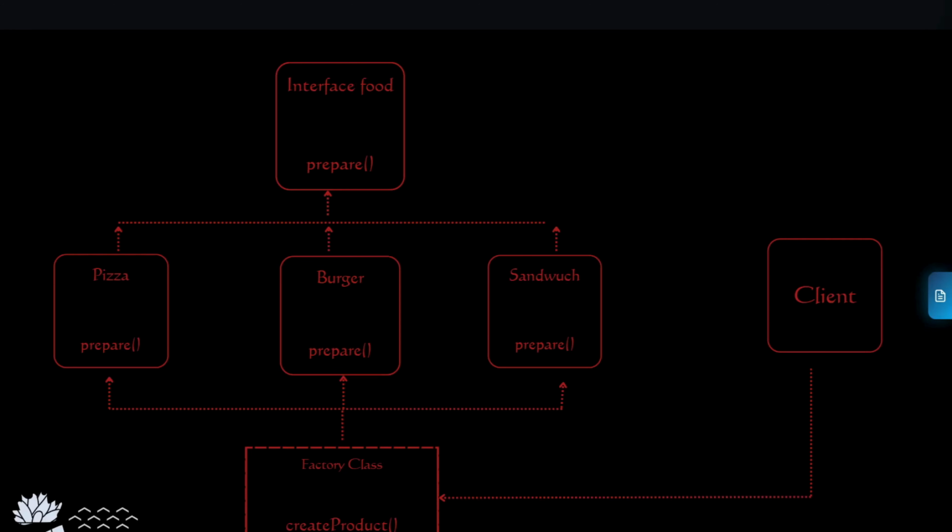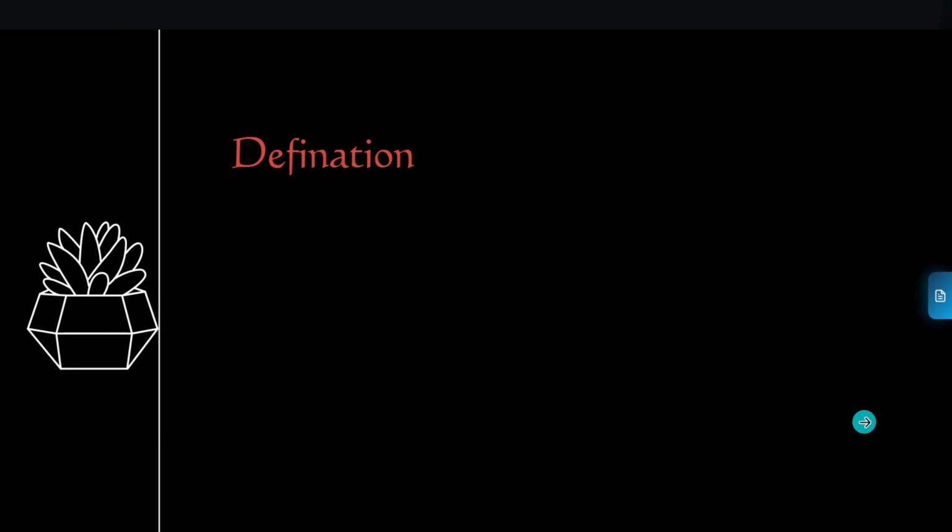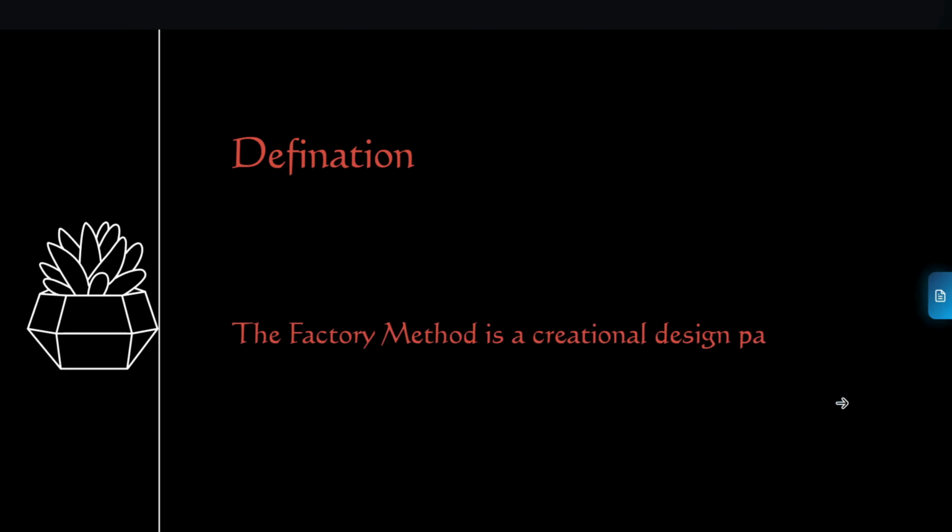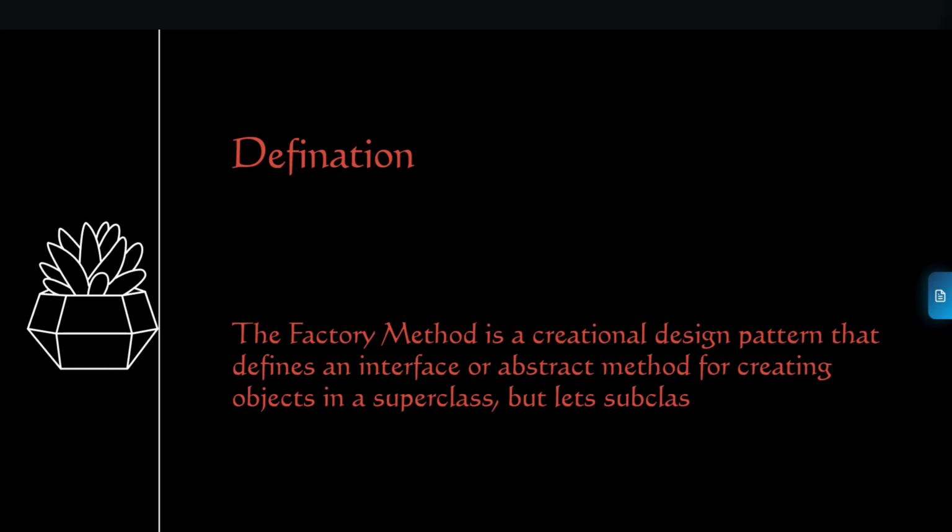Now let's jump into the definition of the factory design pattern. The definition says the factory method is a creational design pattern that defines an interface for creating an object, but allows subclasses or implementations to decide which object should be created. What it is saying is that subclasses like pizza, burger and so on will do the implementation, and they have the right to decide which exact object should be created.